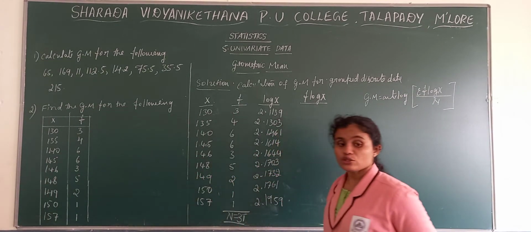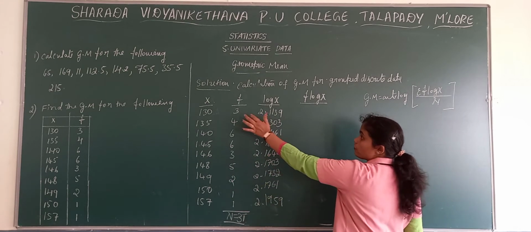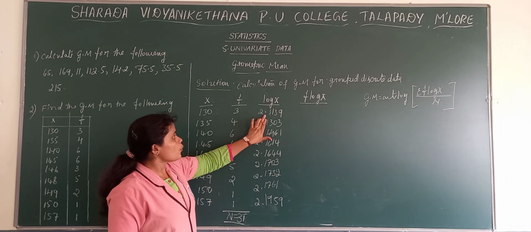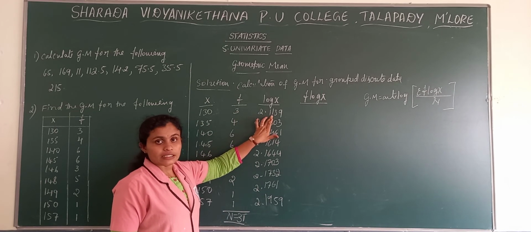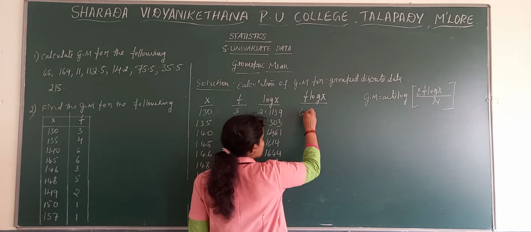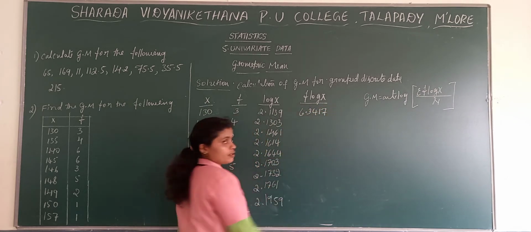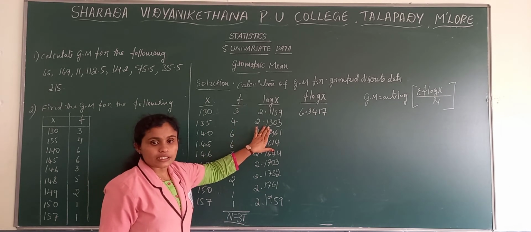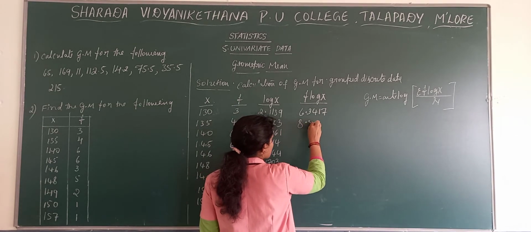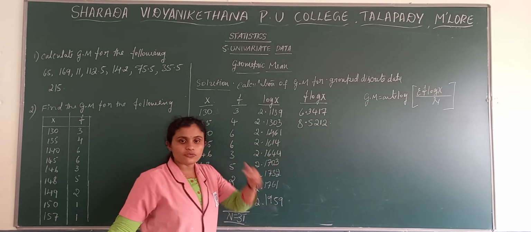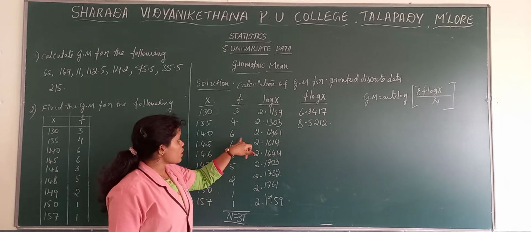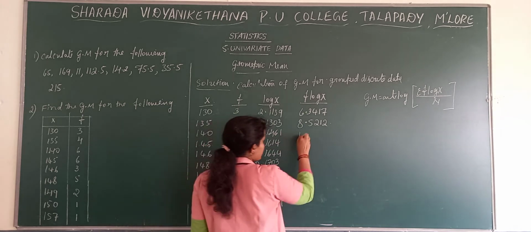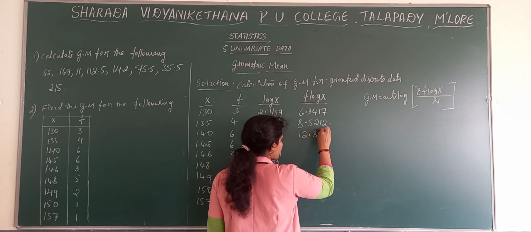Now, f into log x, multiply frequencies into log x. What you have to multiply now? Now, 3 into 2.1139, there you get 6.3417. Next one, 4 into 2.1303, there you get 8.5212. Next one, 2.1461 into 6, there you get 12.876.